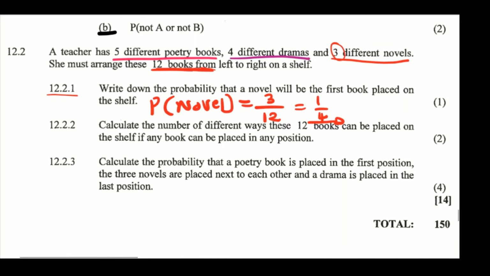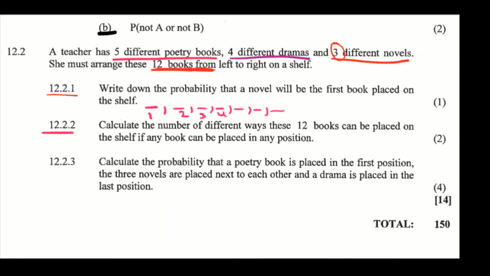And then going to 12.2.2, calculate the number of different ways these 12 books can be placed on the shelf if any book can be placed in any position. So if you have 12 books like this, right, so it's 1, 2, 3, 4, 5, 6, 7, 8, 9, 10, 11, 12. So if you have 12 books and you don't really care how you place them, you can place them anywhere.